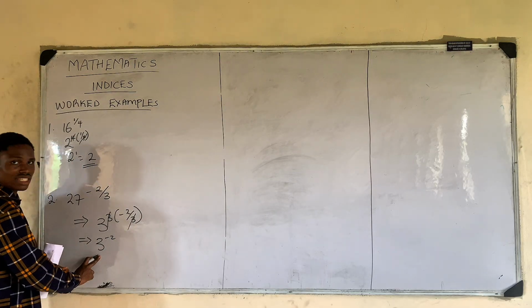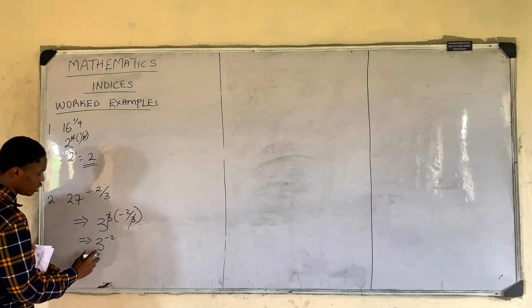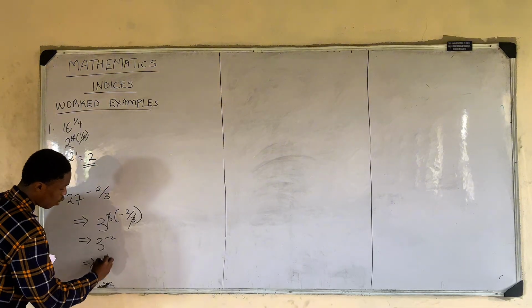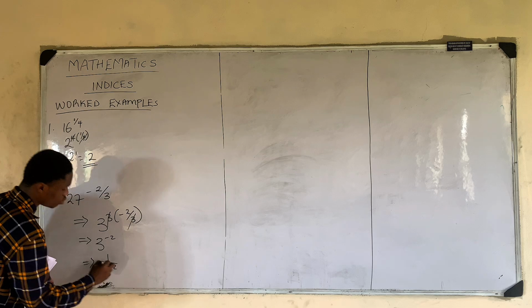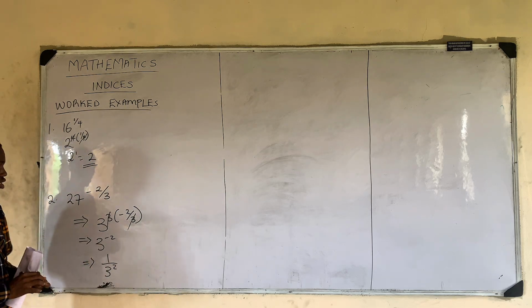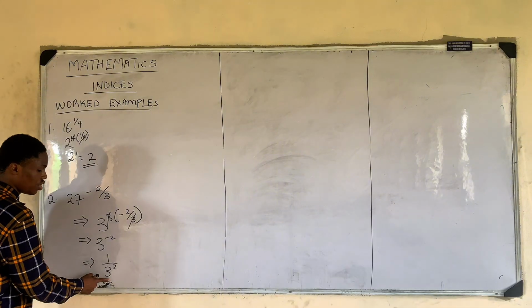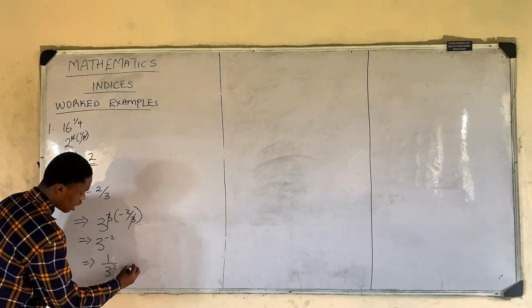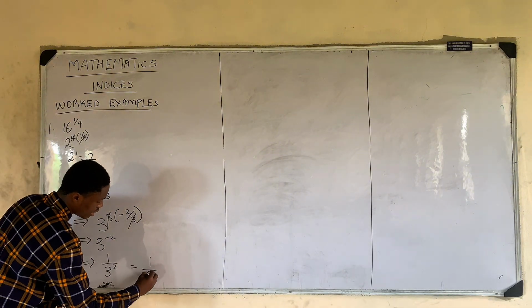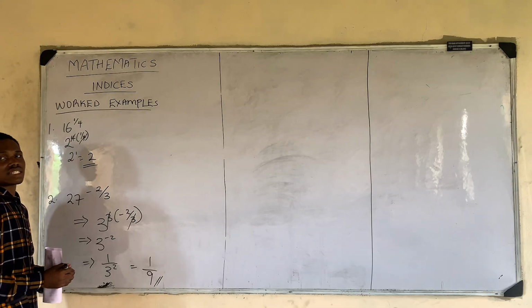Taking this as a case study, we have 1 over 3 to the power of 2. This is a negative index, so you have to take the inverse of the base number. Now, 3 raised to the power 2 is 9. So we have 1 over 9. That's our answer.